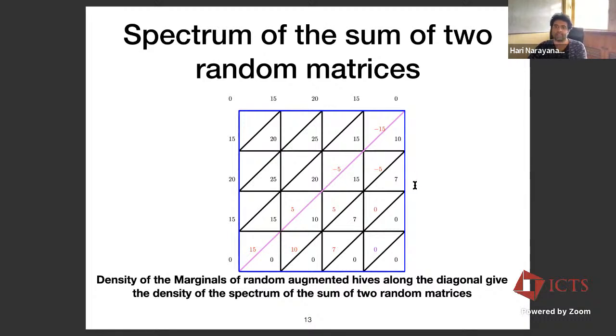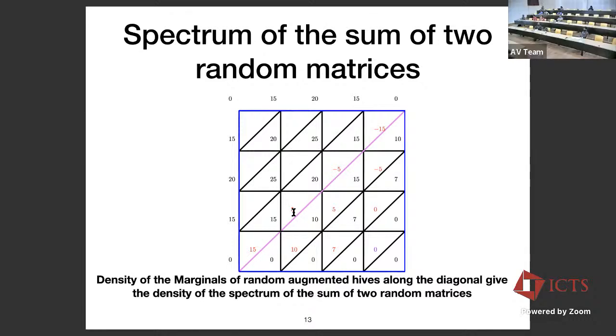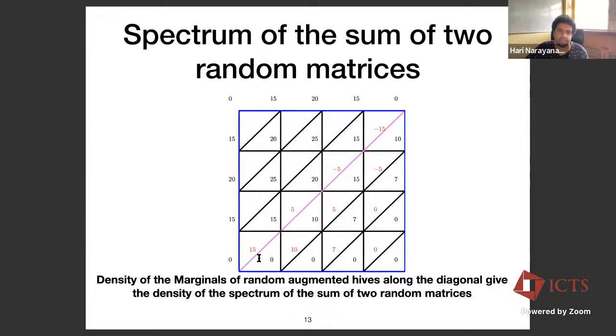So are there any questions regarding this? What are the red lines over here? Yeah, the red numbers are successive differences between the corresponding black numbers. So 5 is 20 minus 15, 15 is 15 minus 0, -5 is 15 minus 20. I've just written this.